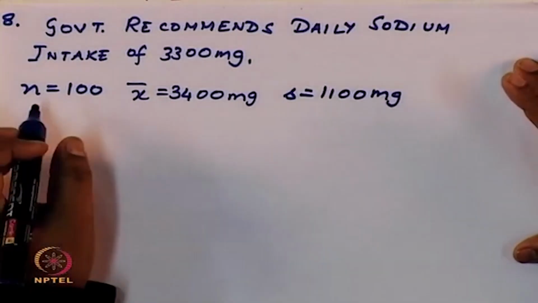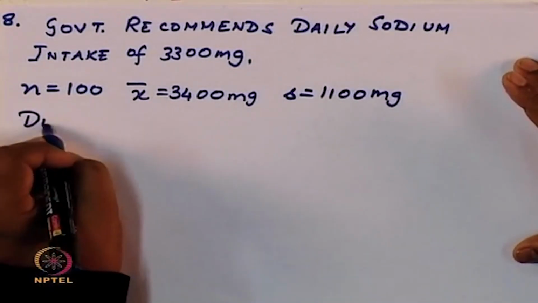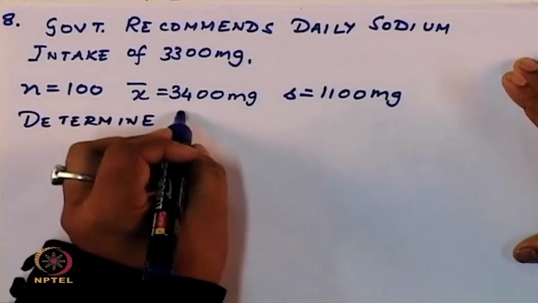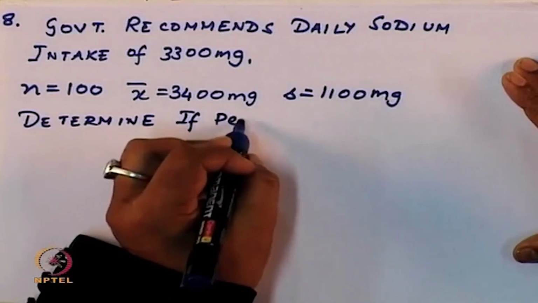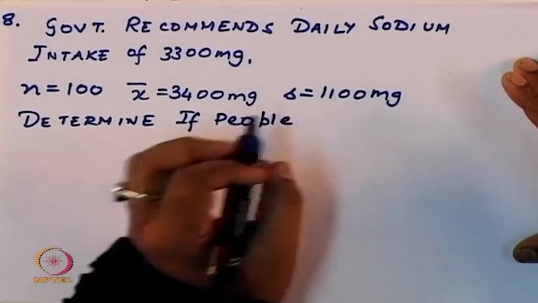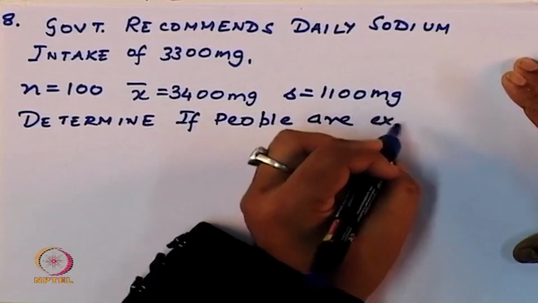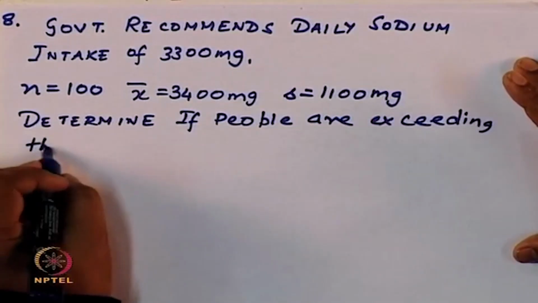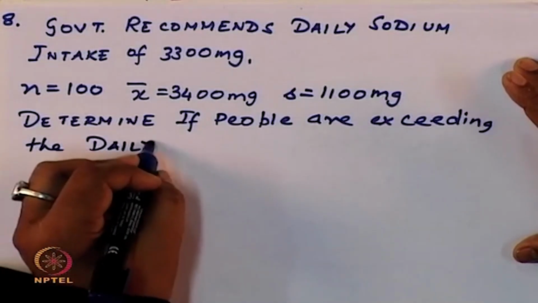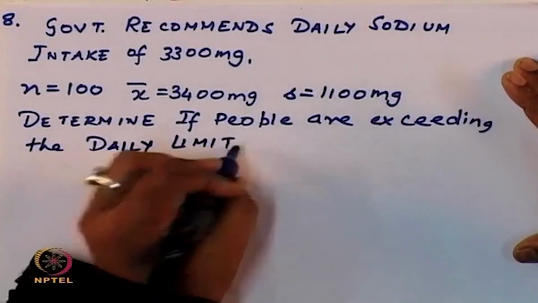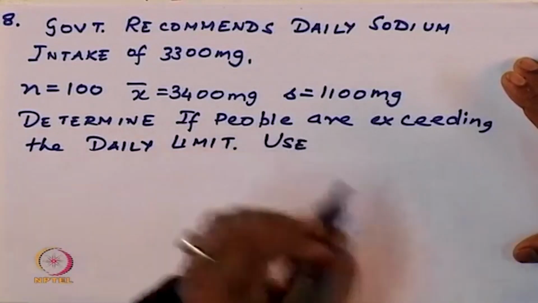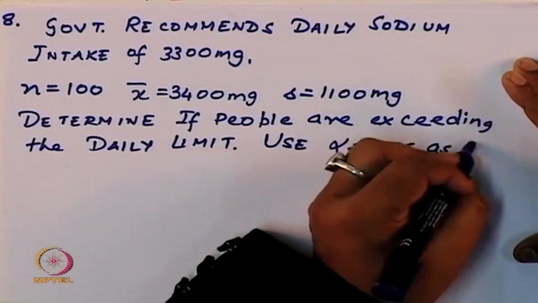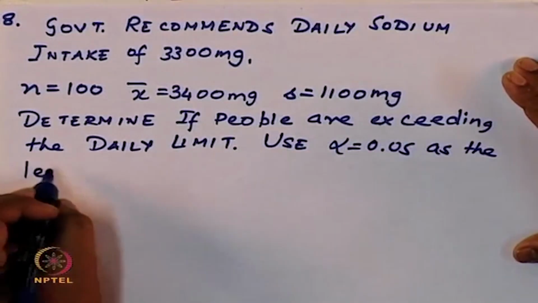The question we want to ask is: determine if people are exceeding the daily limit. Use alpha equal to 0.05 as the level of significance.